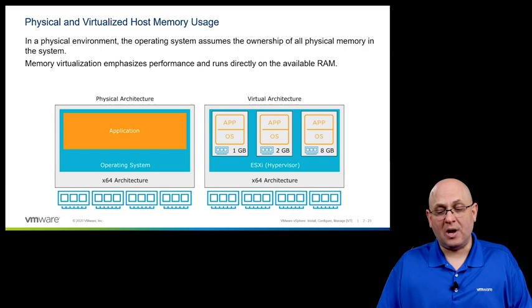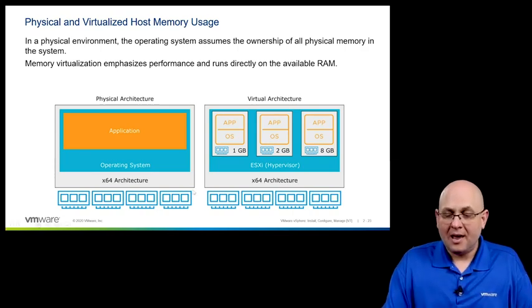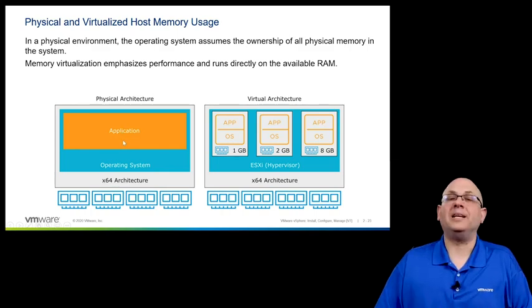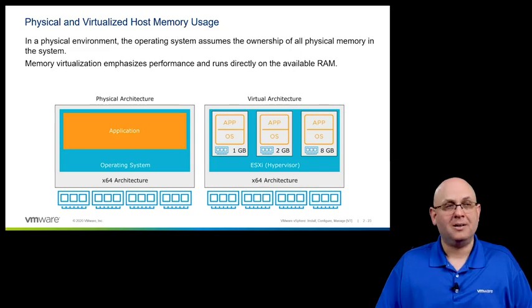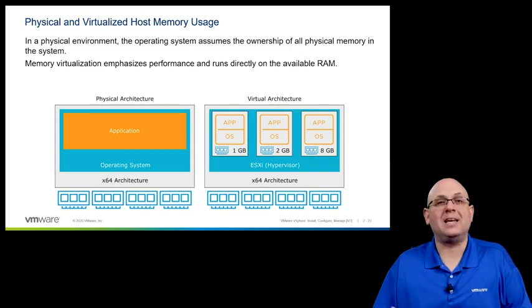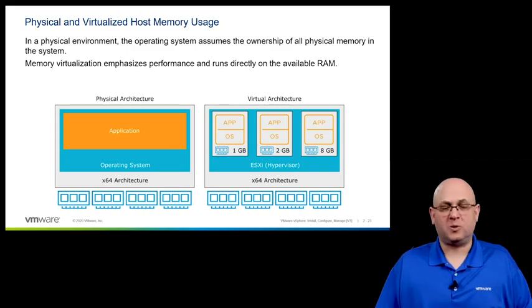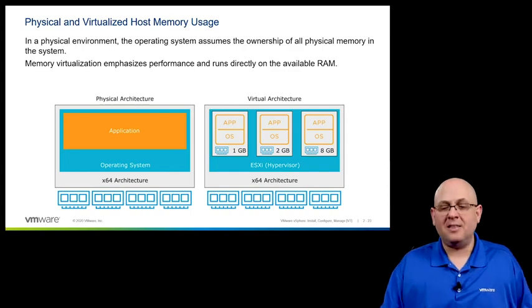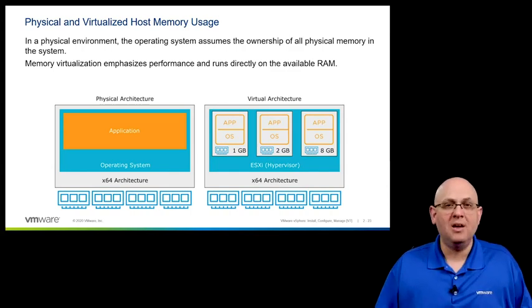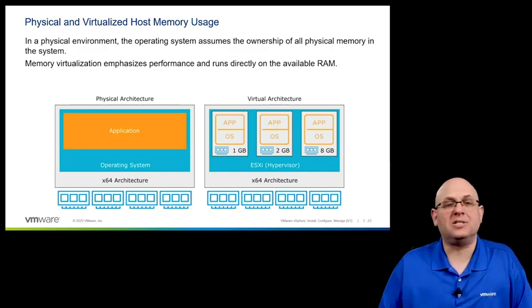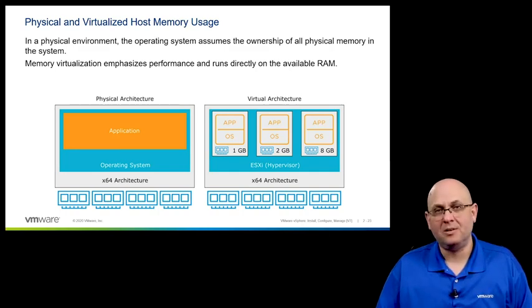Now, when it comes to memory, we can make the same argument. Of course, in a physical architecture, applications need a certain amount of RAM, and operating systems need a certain amount of RAM to be able to act efficiently, to avoid things like having to swap out to disk. So we build our hosts with a whole bunch of memory. And in the physical architecture, all of that memory is managed by the underlying operating system and then allocated to the applications that run within that operating system.